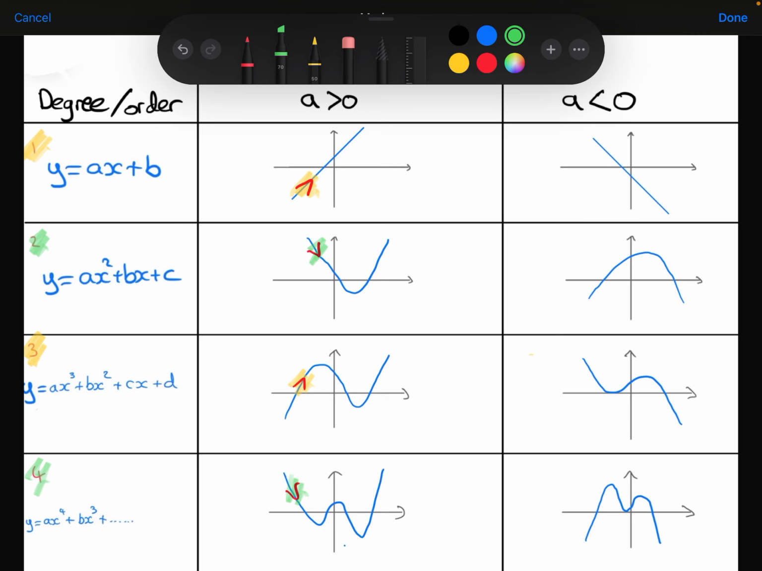If, however, the number at the front is not positive, if the number at the front is negative, everything I've just said flips. So if it's an odd power, it starts going down. If it's an even power, it starts going up. And that's just a little way you can remember which direction a polynomial will go in based upon its degree, the highest power, and whether the coefficient of that power is positive or negative.